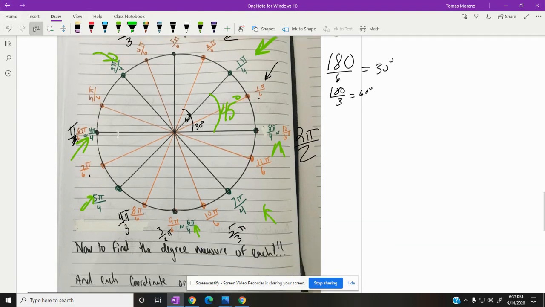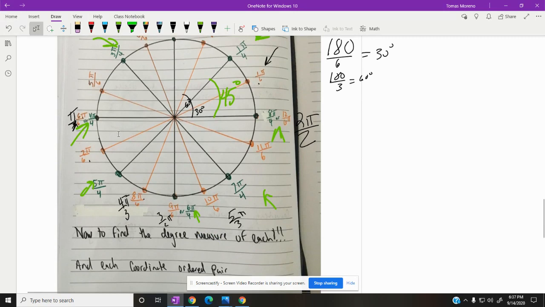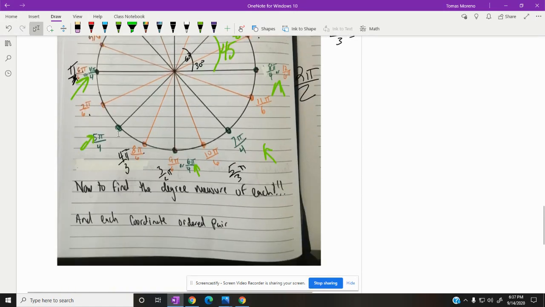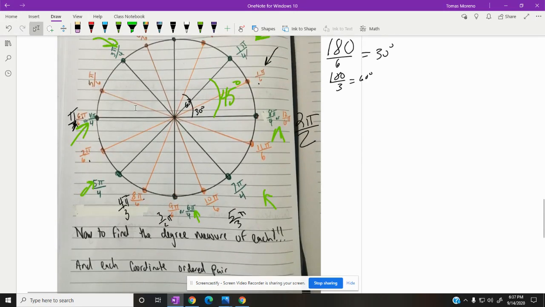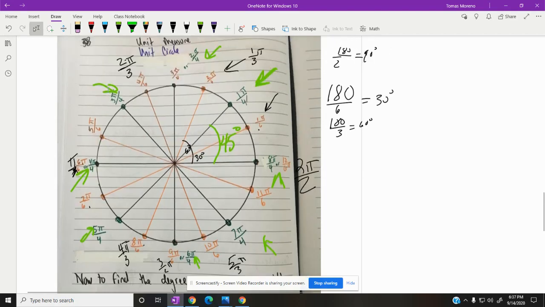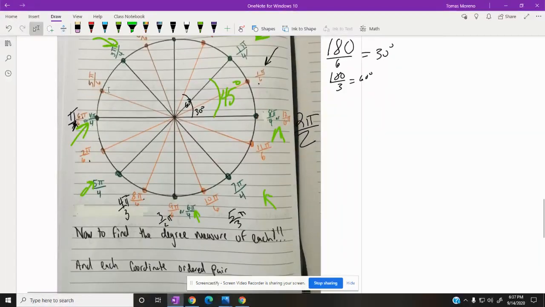What else did I write down here? Now to find the degree measure of each, okay? So if I was to tell you what is 5 pi/6 in degrees, you should be able to figure that out. So we already know these first ones, right? So 1 pi/6 is actually 30 degrees.